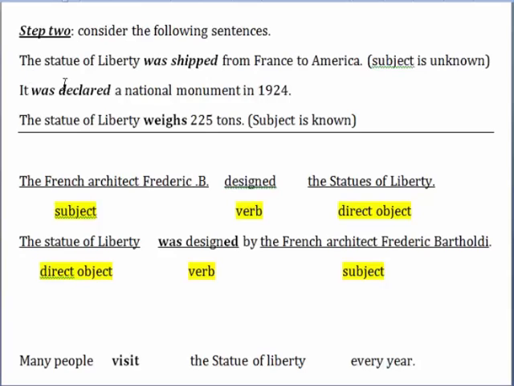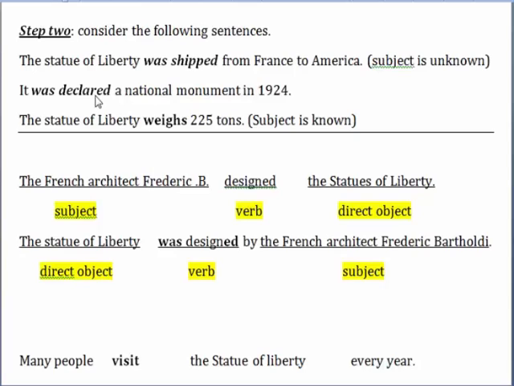Okay, consider these following sentences. The Statue of Liberty was shipped from France to America. Do we know who shipped the Statue of Liberty? Is it mentioned here? The subject, the doer. Is it mentioned here? No. The subject is unknown. The same thing here. It was declared a national monument in 1924. Is the subject mentioned here?